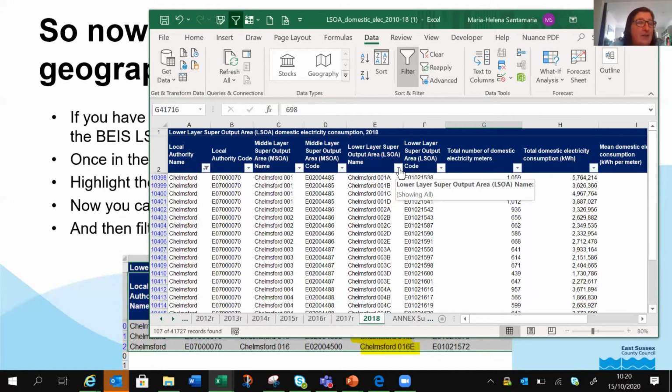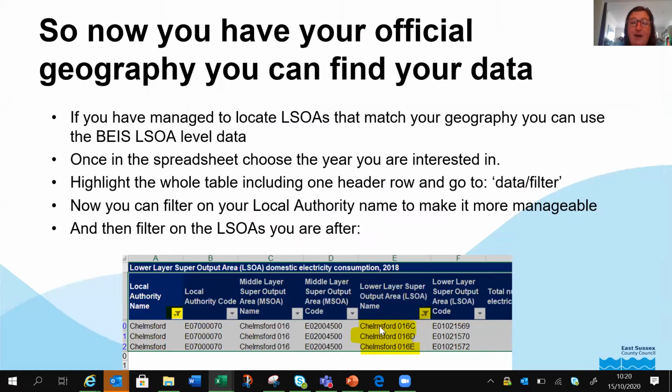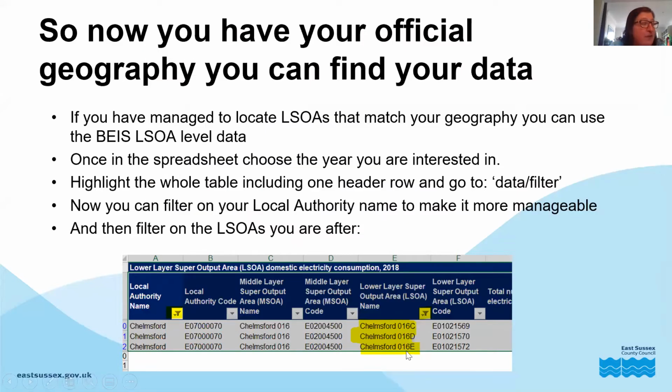But I'm now no longer looking through 32,844, which is how many there are nationally. I'm only now looking at the ones that are in Chelmsford. I don't know how many there are in Chelmsford, but I know that I'd already looked this up, and I found my C, D, and E were my three LSOAs that I've written down.